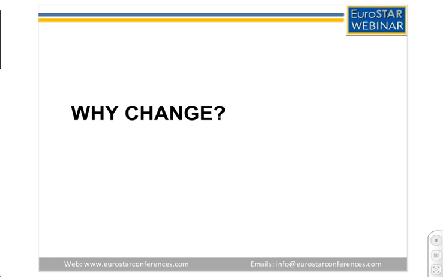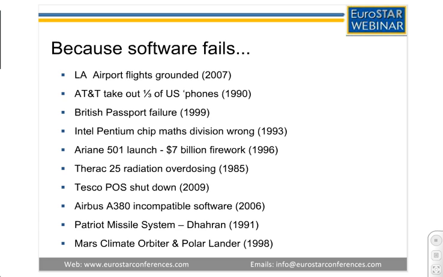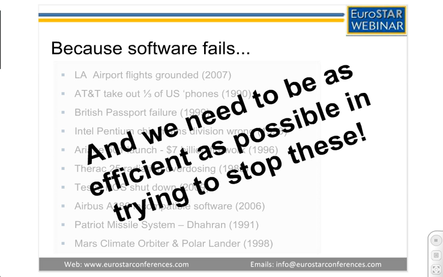So why do people change? Why do people want to change? Simply because software fails, I guess, and we need to be as efficient as we can in correcting these things. Now you can see on the screen a whole list of disasters, for want of a better word, where either life has been lost or significant financial impact has hit organisations. So as an IT discipline, we need to be as efficient as possible in stopping these things happening.